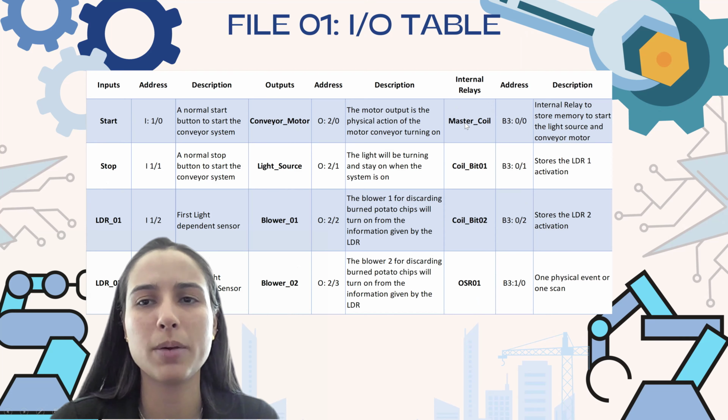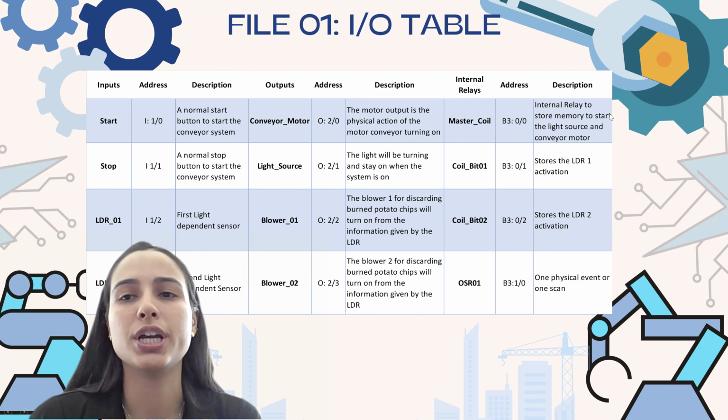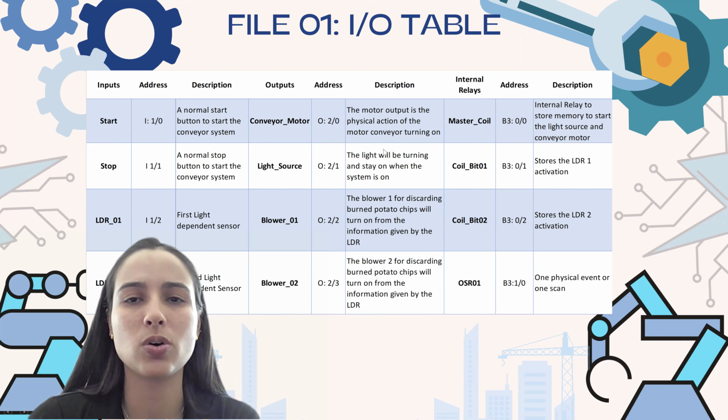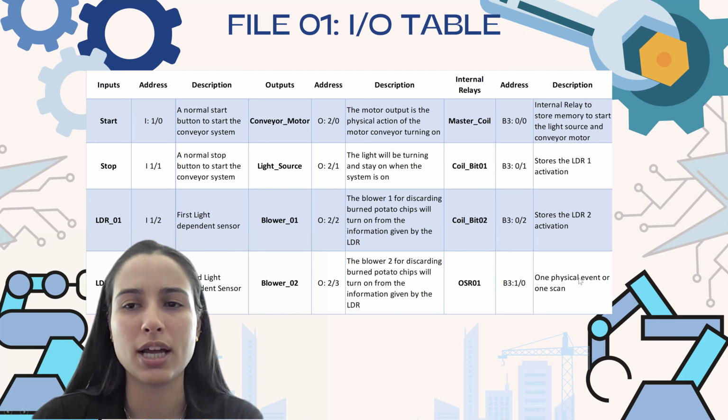The master coil will be responsible for turning the system on, like the conveyor and the light, which will also turn on the LDRs and the blowers. It will activate the LDRs, which will be activating the blowers. The coil bit activates the LDRs, and the OCR will control each LDR in one physical event.